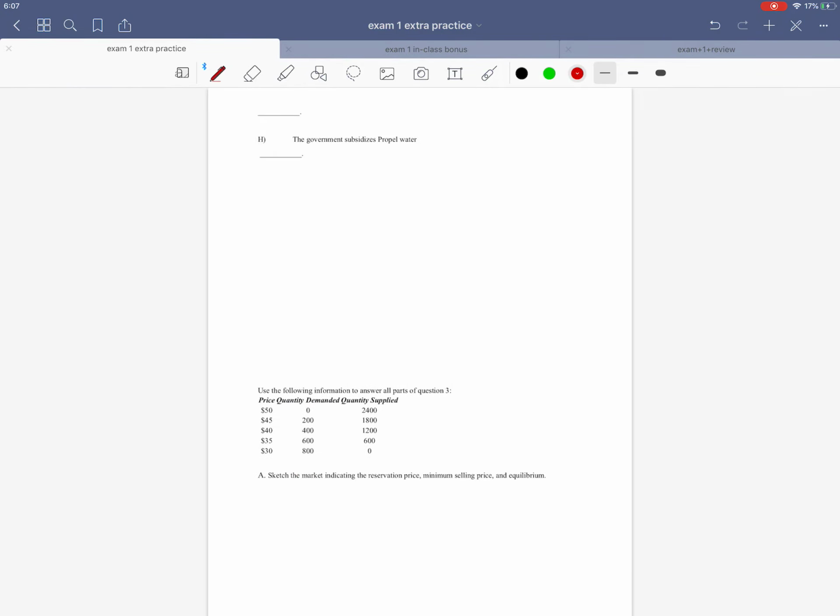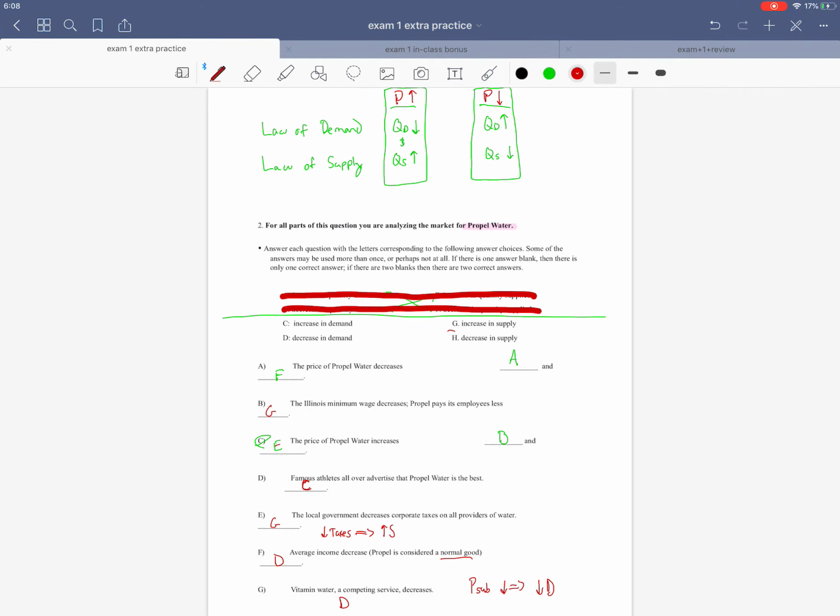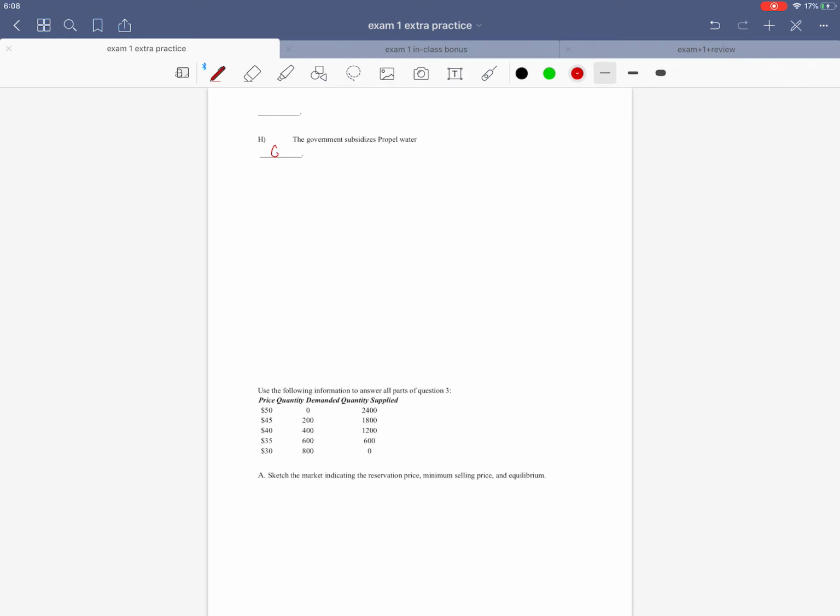And then the government subsidizes Propel. As I mentioned before, a subsidy is essentially just free money that you don't have to pay back. So if the government is subsidizing Propel, that's going to allow them to produce more, which would be G here, increase in supply.